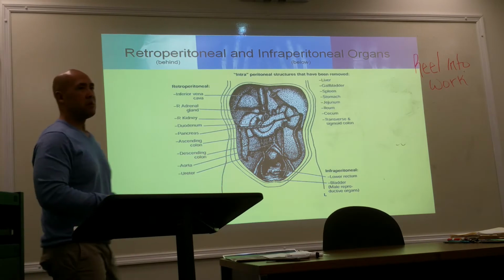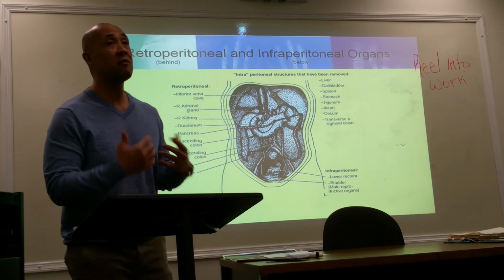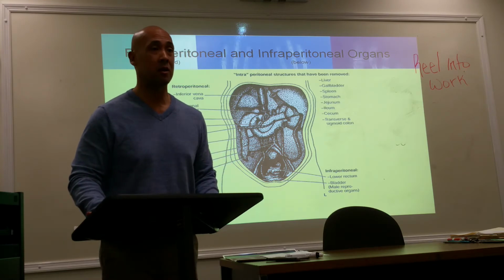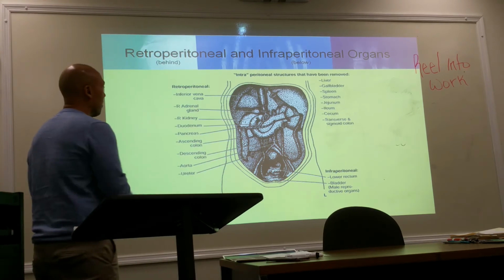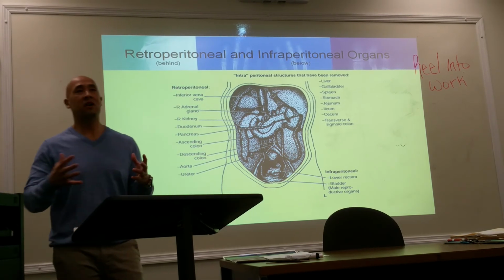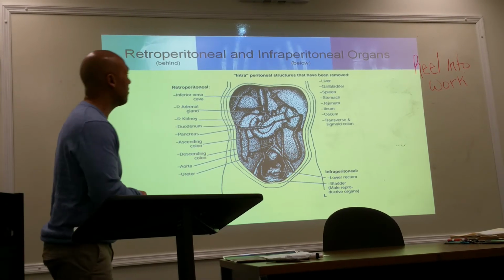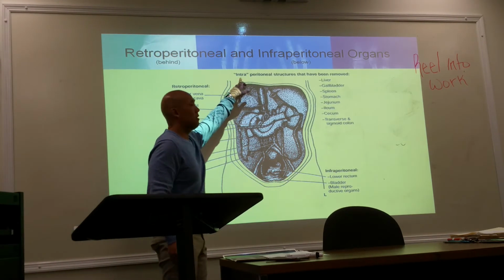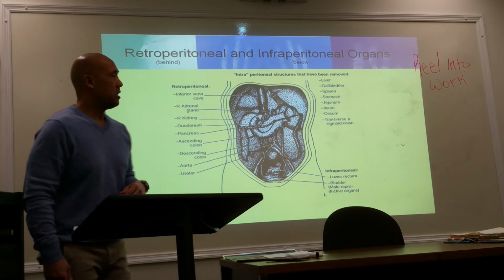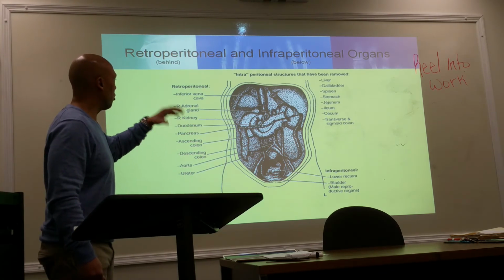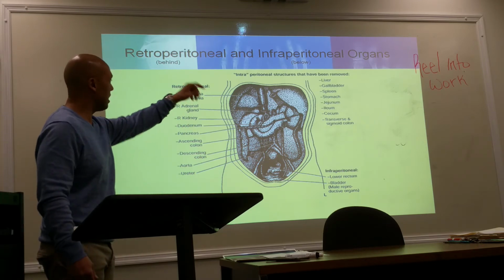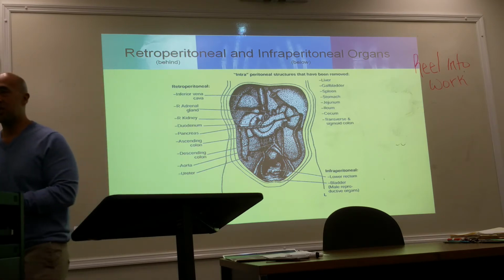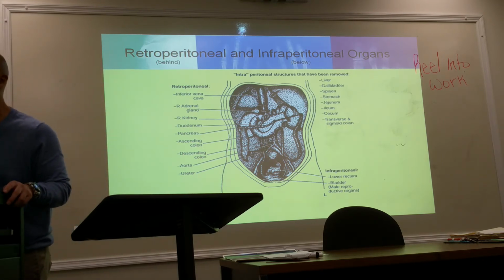Okay, so the peritoneum again is what covers a majority. It doesn't cover everything. It covers a majority of the organs and a majority of the wall in the abdominal cavity. So those that are covered by the peritoneum, structures that are found within the peritoneum are your intraperitoneal organs. So for the purpose of demonstration, showing the rest of the anatomy, within the peritoneum you have the liver, gallbladder, spleen, stomach, jejunum, ileum, cecum, and the transverse and sigmoid colon.